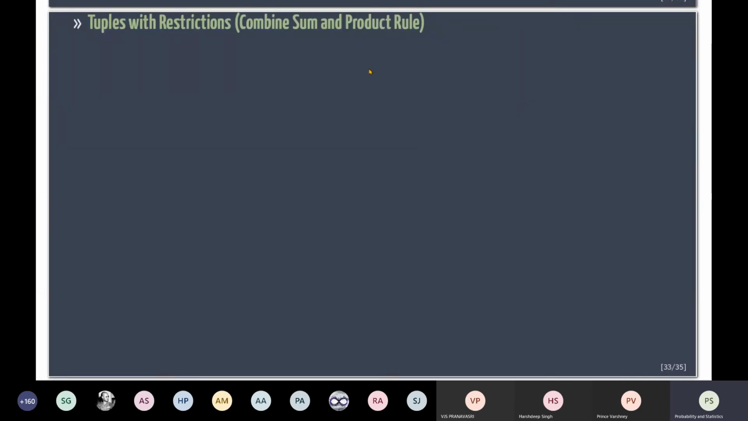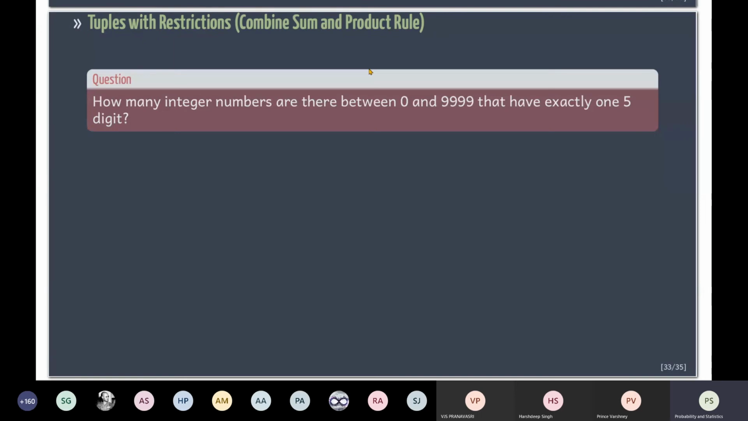Tuples with restrictions. Here we will see an example where we can combine the sum and product rules. Let us see how many integer numbers there are between 0 and 9999 that have exactly one 5 digit. Okay, that have exactly one 5 digit.